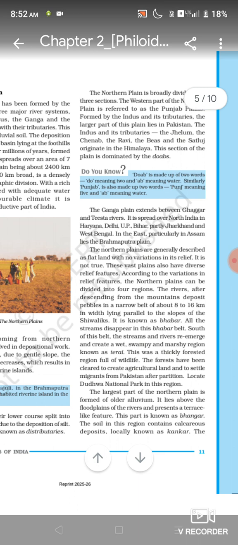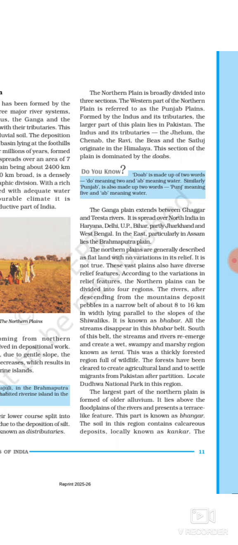The northern plains are generally described as a flat land with no variation in its relief. It is not true. These vast plains also have diverse relief features. According to the variations in the relief features, the northern plains can be divided into 4 regions.